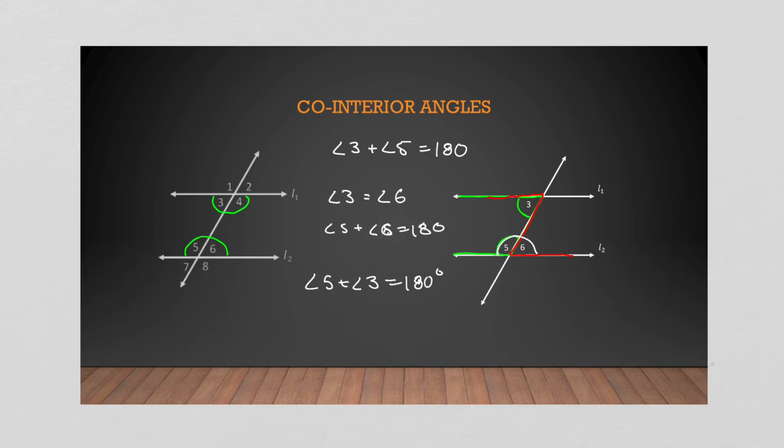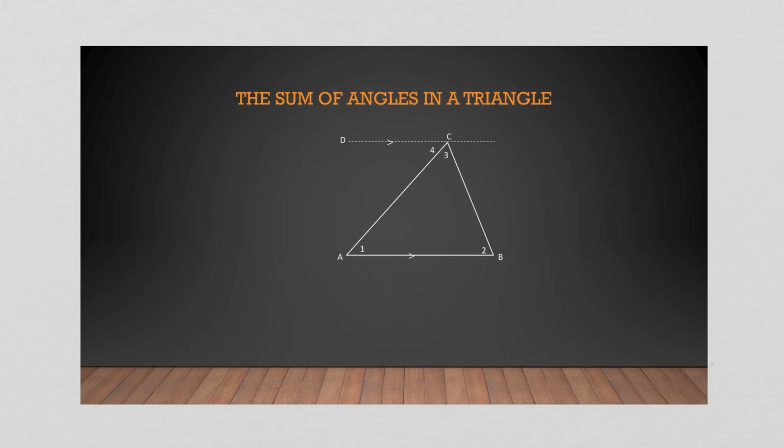So the co-interior angle rule is interior angles together, here and here, add up to 180. So the last one to consider, and then we can start solving some of these things, is angles inside of a triangle. And forever you've been told, oh, angles inside of a triangle add up to 180 degrees. And that is true, but can we prove it?